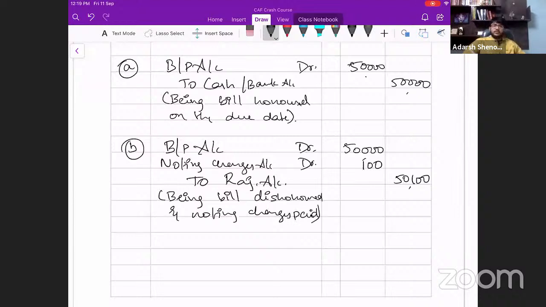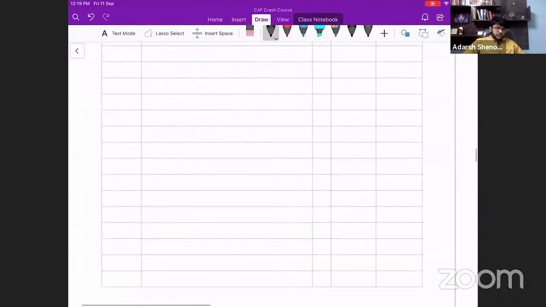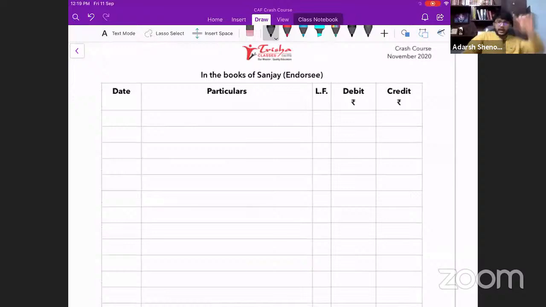Okay, can we discuss in the books of endorsee quickly? That's it, right? In the books of the drawee, this is it. So in the books of endorsee also we'll discuss what is happening. Right from the beginning, we will discuss in the books of endorsee.